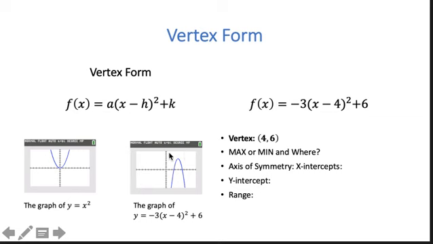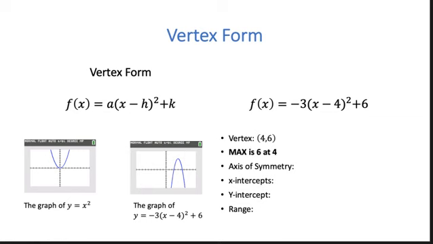Is it the top or the bottom of the graph? Well, it's the top. So the maximum is the y value of the vertex, which is 6, and it occurs at the x part of the vertex, or the h part, which is 4. Next up is that axis of symmetry. That's the vertical line that goes straight through the vertex. So the axis of symmetry is x equals 4.